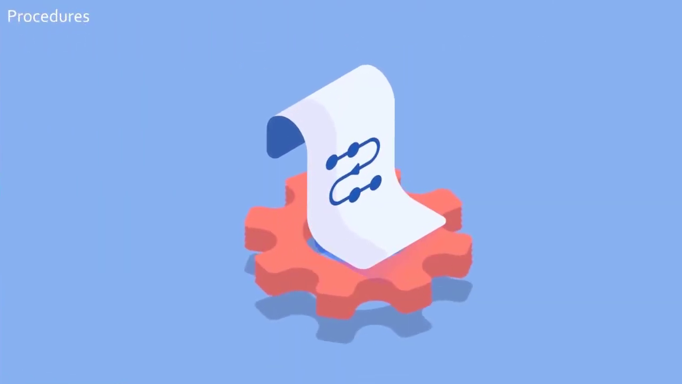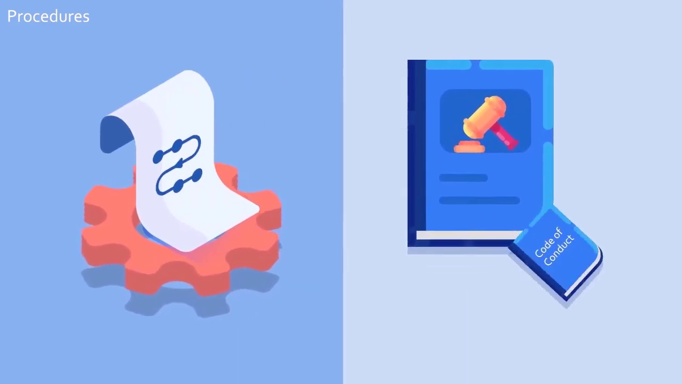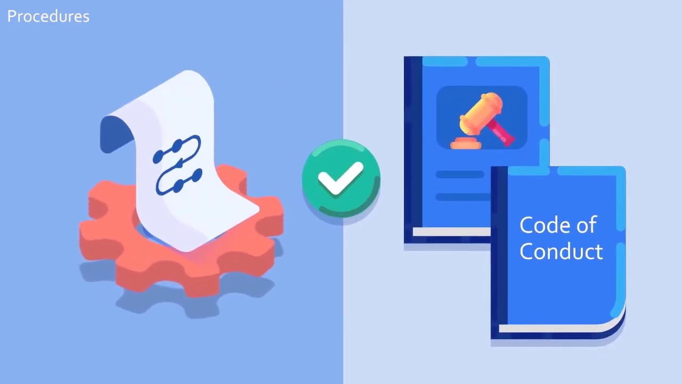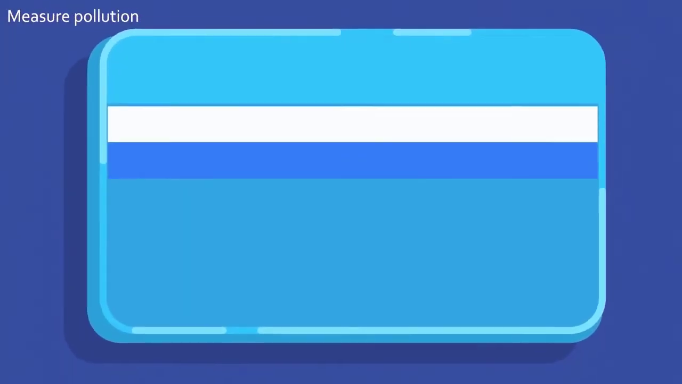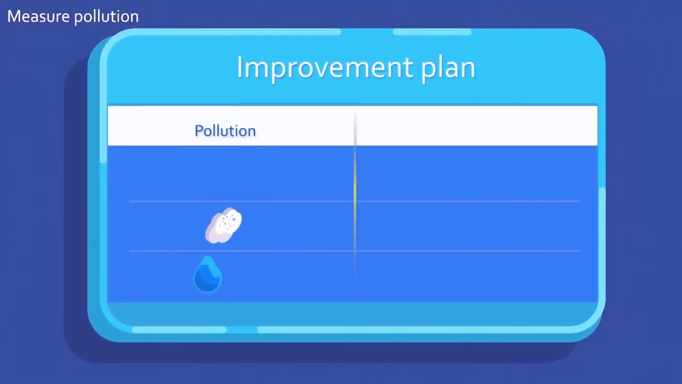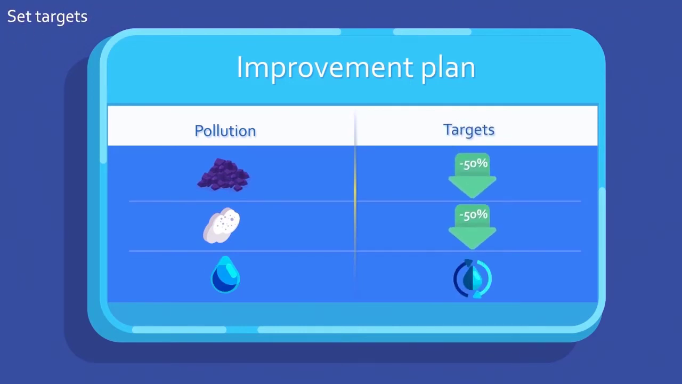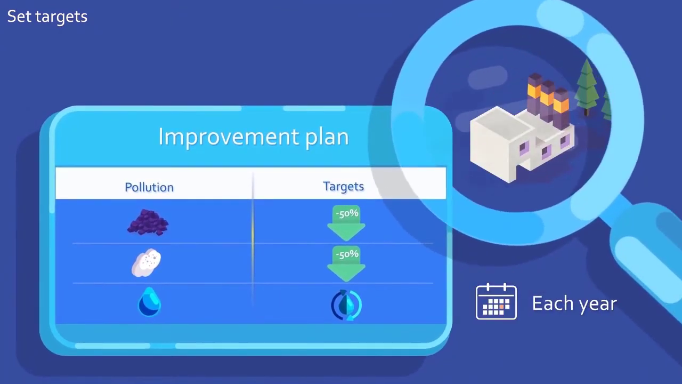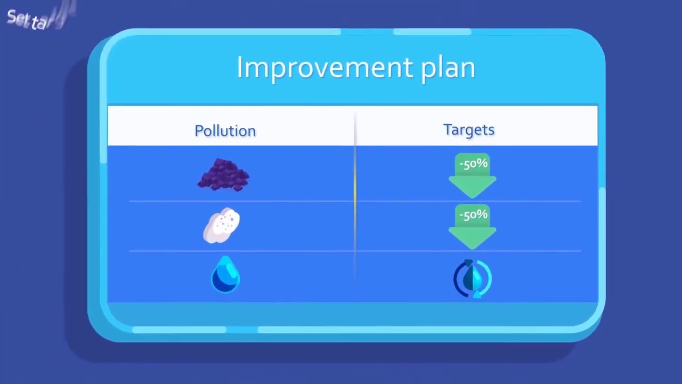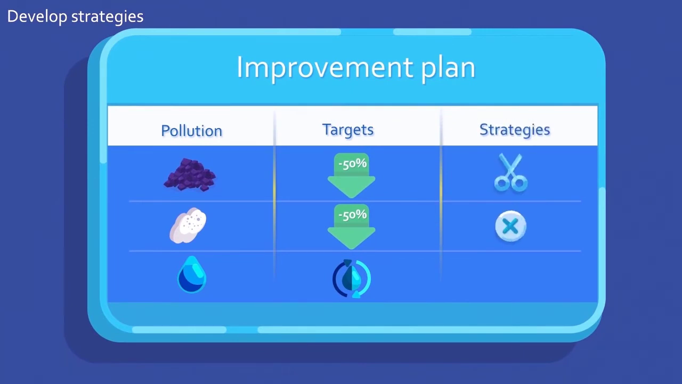To put improvements into practice, develop procedures. Design them to ensure that you meet legal and customer standards. Establish a process to measure and monitor emissions to air, water, and land. Set targets to reduce the use and emission of polluting substances. Each year, review your targets to adjust. Develop strategies to meet your targets, following the mitigation hierarchy.